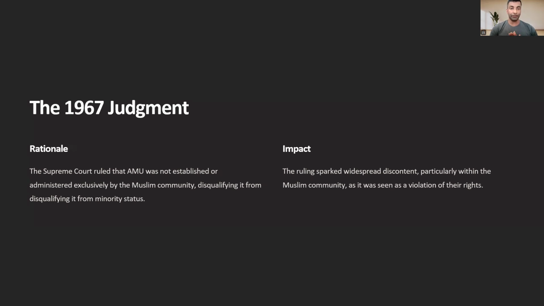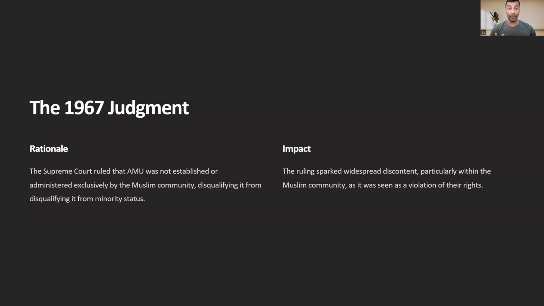Look at the 1967 judgment and its impact. See, the major turning point in Aligarh Muslim University's history came with the 1967 Supreme Court ruling, which stripped AMU of its minority status. If you look at the rationale, the ruling by the five-judge bench stated that Aligarh Muslim University was neither established by the Muslim community nor administered exclusively by Muslims. So, therefore, it could not qualify as a minority institution.